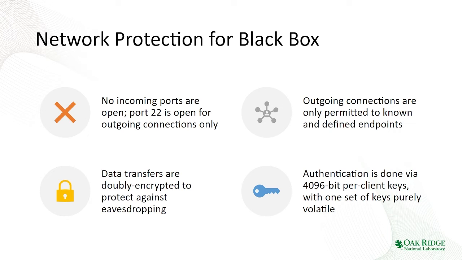Network protections: no incoming ports are open. Outgoing connections are only permitted to known and defined endpoints, and we can actually enforce that through the switch that connects the machine to the rest of the network. Data transfers are doubly encrypted, 2 SSH channels. Authentication is done by 4096-bit per client keys with 1 key purely volatile. It's stored only in the volatile memory inside the system that you can't get to.